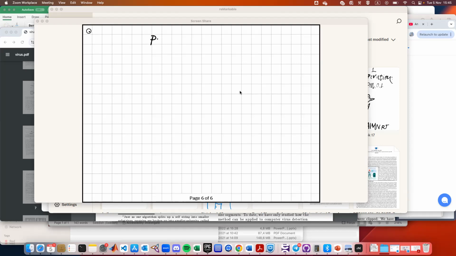So again, I will not spend time on different techniques for pre-processing. Maybe I can ask you, why do we do pre-processing?